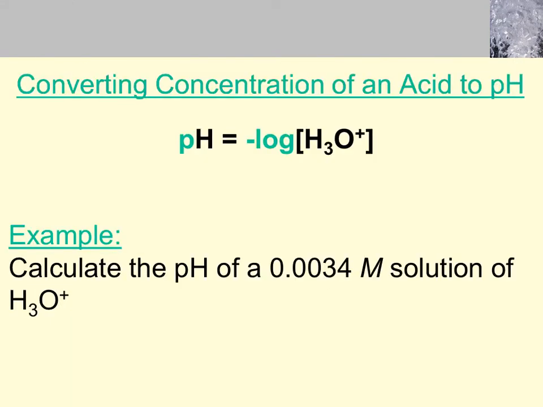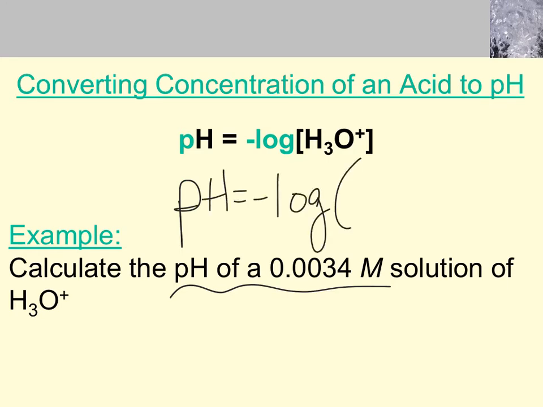Let's do some simple examples. Calculate the pH of an acidic solution at 0.0034 molar. So pH equals minus log of whatever the concentration is. And the problem told us 0.0034 molar. So find the log button on your calculator, and remember, when you get the log value, take the negative of it, and that is your pH.